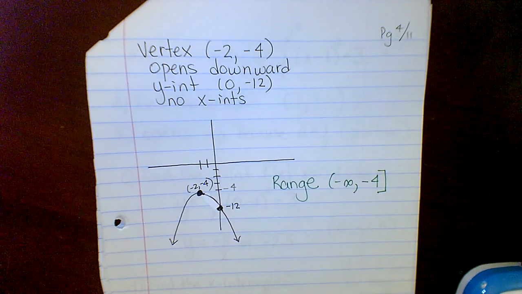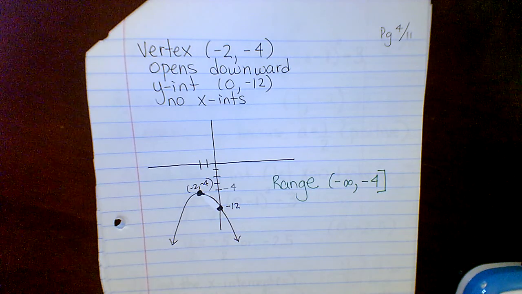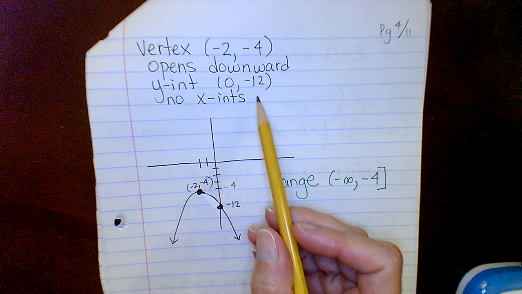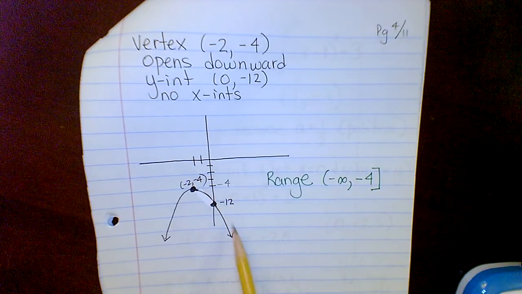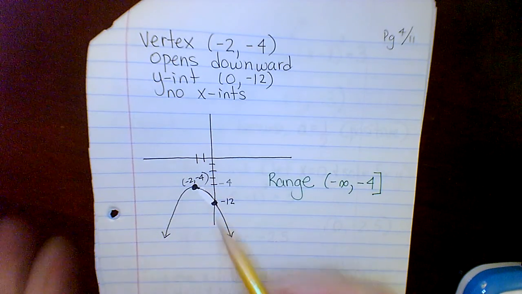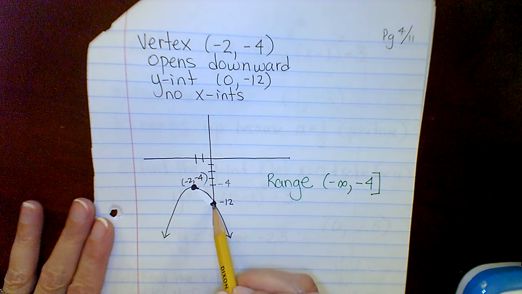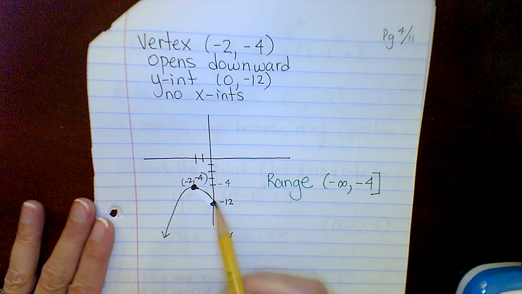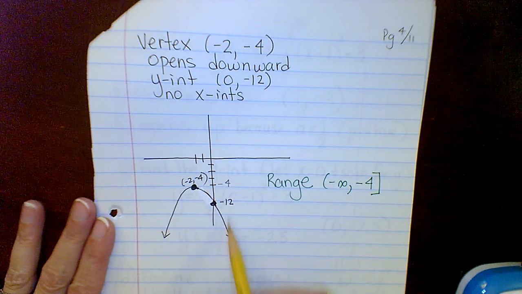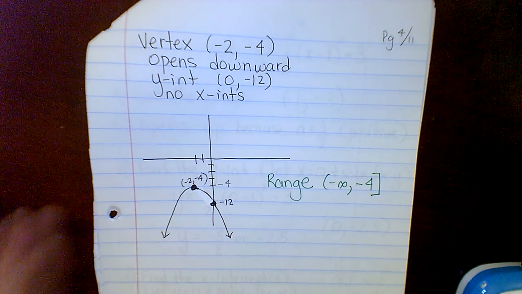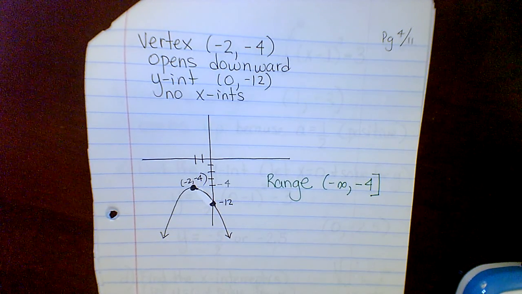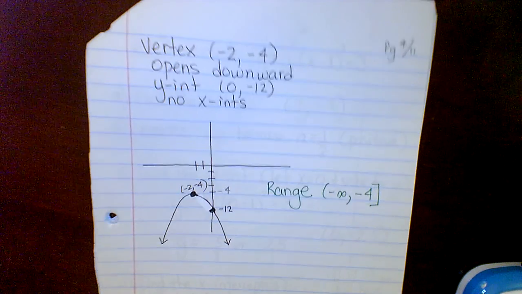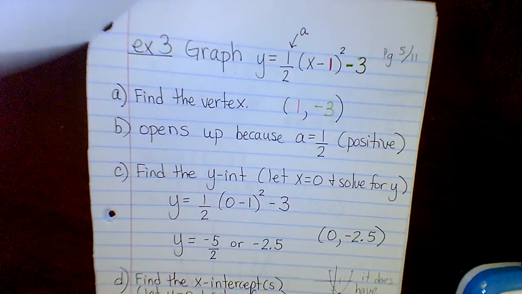So here's what we get. We have that the vertex is -2, -4. It opens downward. We've got a y-intercept at -12 down there and no x-intercepts. So here's what the graph looks like. Because it's symmetrical, just having this vertex and this one point right here is enough, because then we know however wide it is on this side, that's how wide it's going to be on that side. I'll come back to the range and explain that one later, so hang on to that. I'll be back for that one.